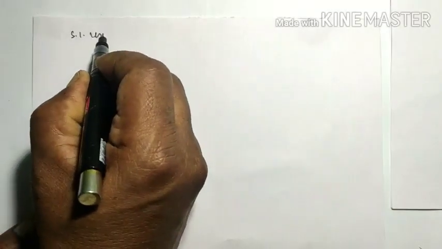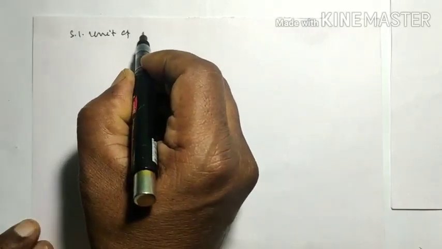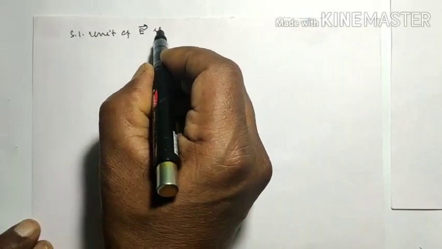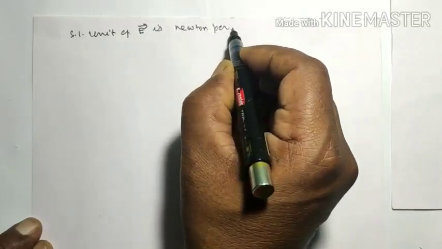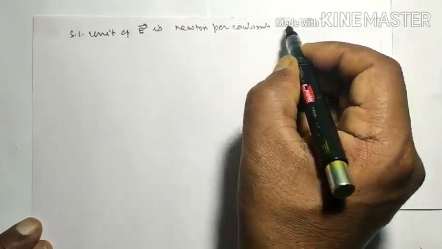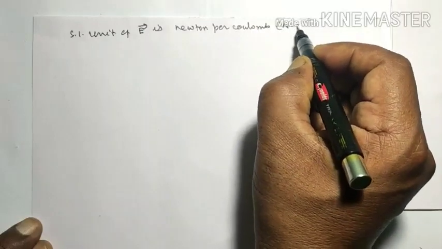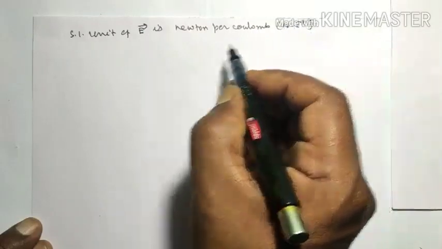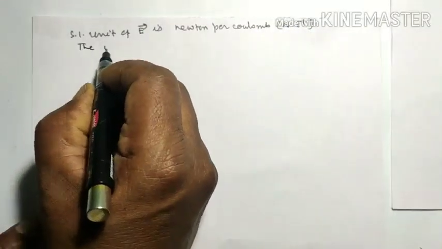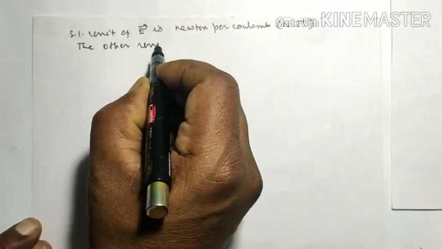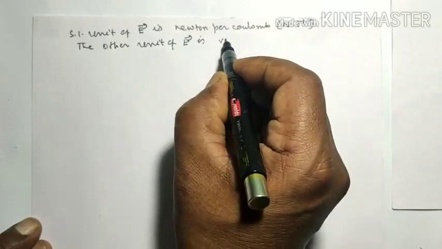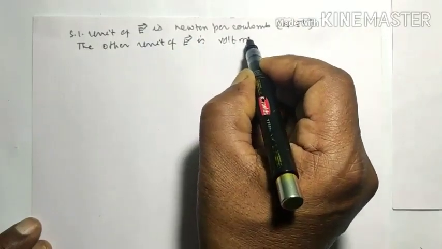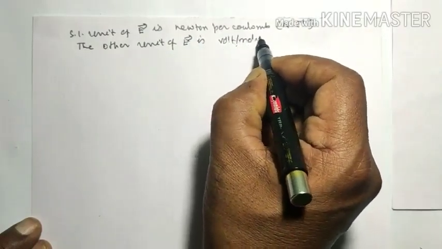SI unit of electric field intensity is Newton per Coulomb. In symbol, that is N per C. The other unit of E is volt per meter.